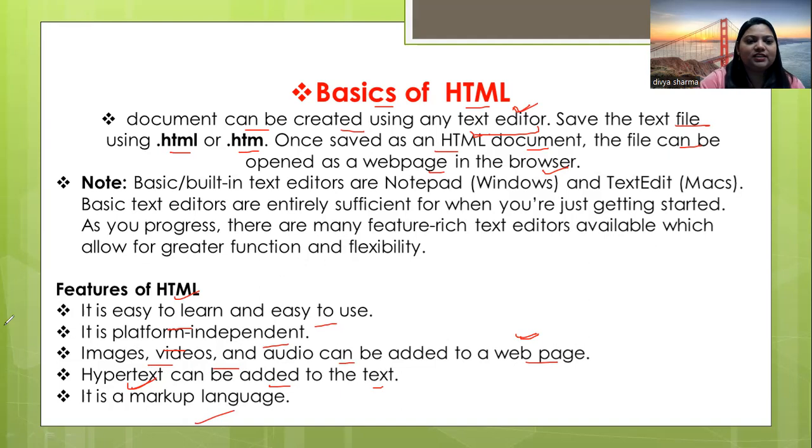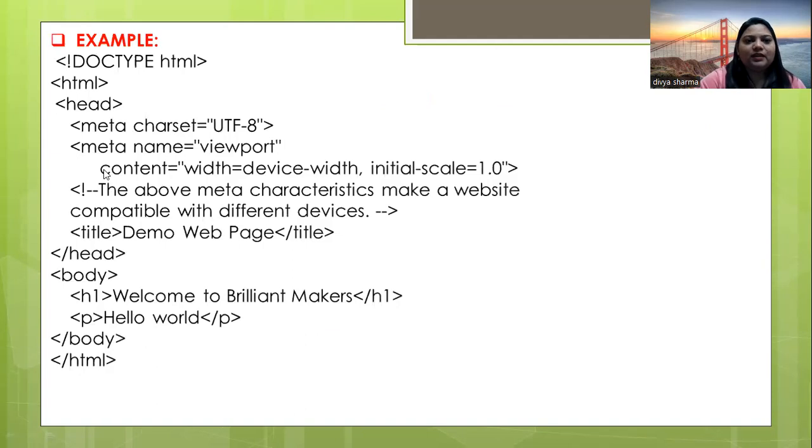Now come to the next point. You can see here an example. This is the first statement in an HTML document. This is the doctype, which defines the type of the document, the declaration of the document, right? And HTML code will always start from the HTML tag. This is the opening tag and this is the closing tag. Within these two tags, you have to write everything.